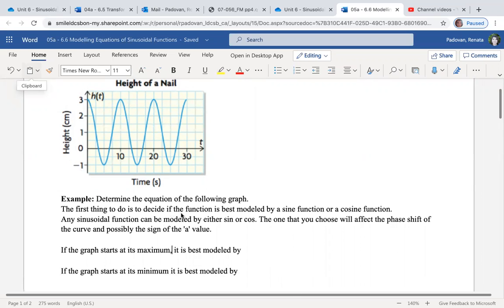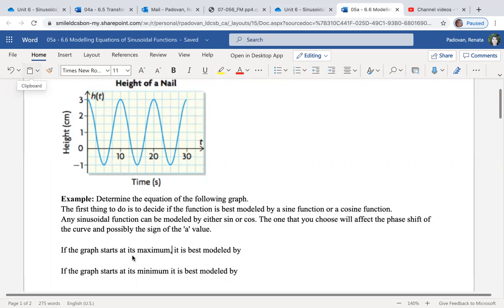The first thing you have to do is decide if the function is best modeled by a sine curve or a cosine curve. We know that sine normally starts at 0, and cosine normally starts at 1. So here are some tips and tricks. Any sinusoidal function can be modeled by either sine or cos. The only difference is that you will have a phase shift of the curve, and possibly for the a value, you'll have to change the sign and make it negative. This is just the easiest way to refer back to this.